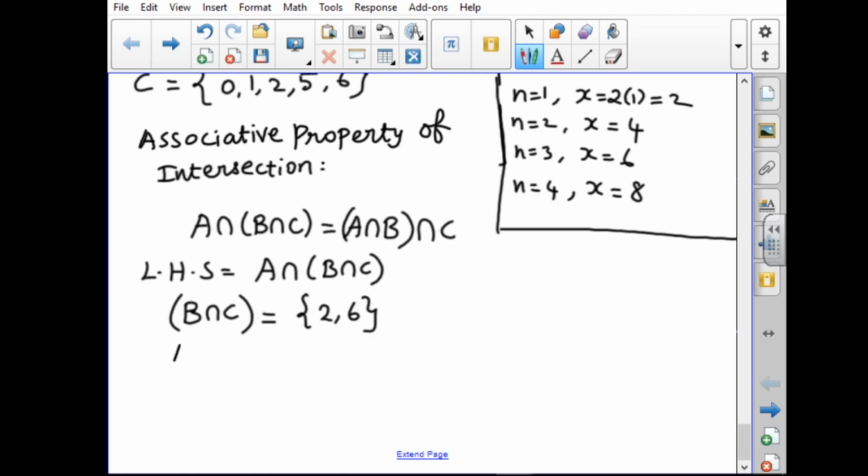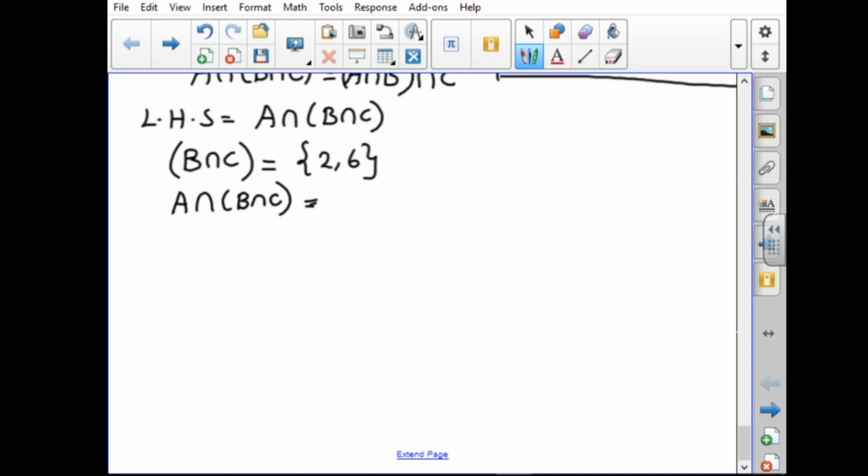Then next, A intersection B intersection C. So you should find the common elements of A and B intersection C. A is equal to, we know, 1, 2, 4, 8, and here 2 and 6. So what are the common elements? Only 2 is the common element. This is equation number 1.